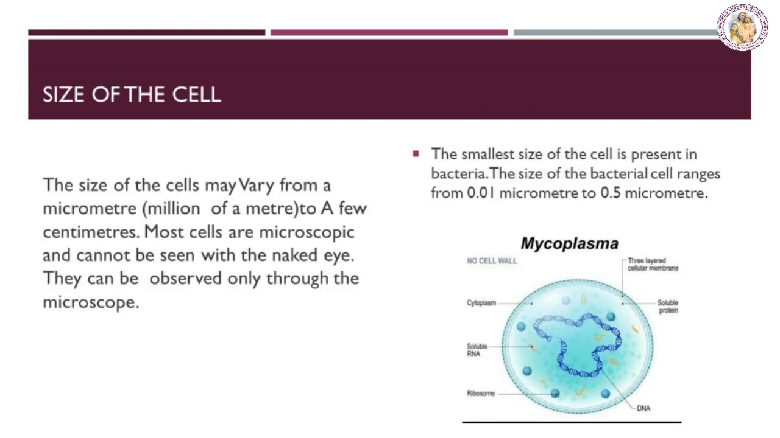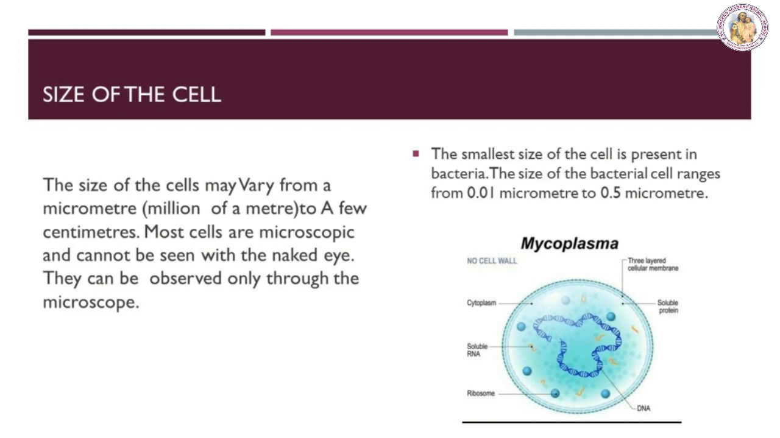Next, size of the cell. The size of cells may vary from a micrometer to a few centimeters. A micrometer is one millionth of a meter. Most cells are microscopic and cannot be seen with the naked eye. They can be observed only through the microscope.